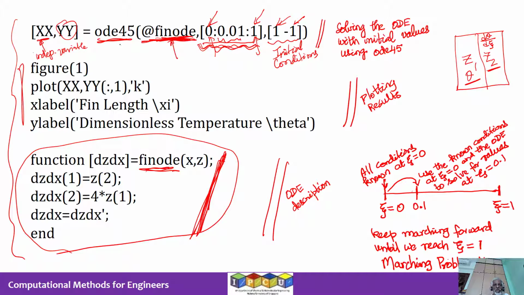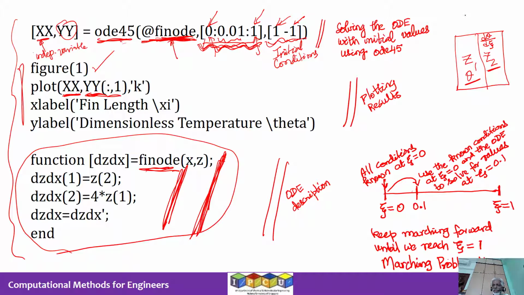So when ODE45 is called, it will come to this FinODE. It knows what differential equations it has to solve, for which span of psi, and what are the initial conditions for Z1 and Z2. Once it solves, we can open up a figure window, a graphics window, by typing figure or figure 1. In that, I'm going to plot on the horizontal axis the independent variable, and on the vertical axis I'm going to plot Z1.